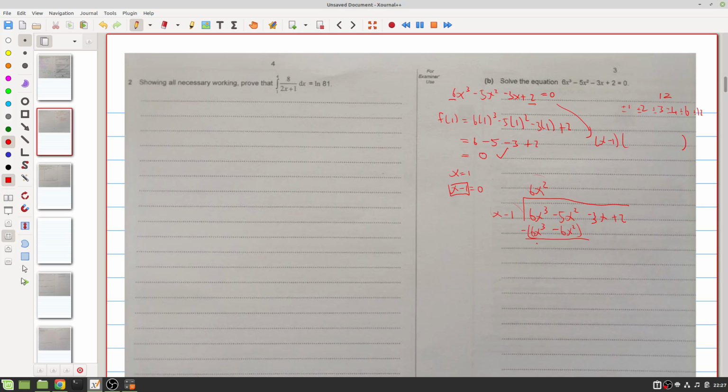Negative 5x squared minus minus 6. So minus minus becomes plus. Negative 5x squared plus 6x squared is 1x squared. Okay, and then we bring down the next value, that's minus 3x. And now we just repeat the process.